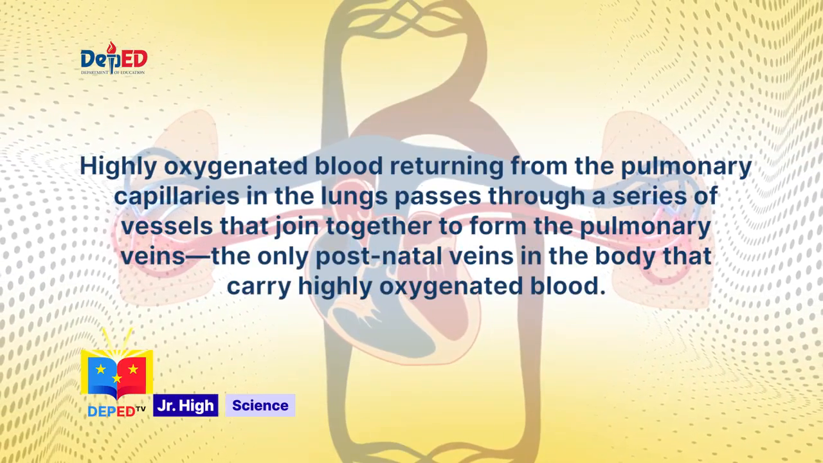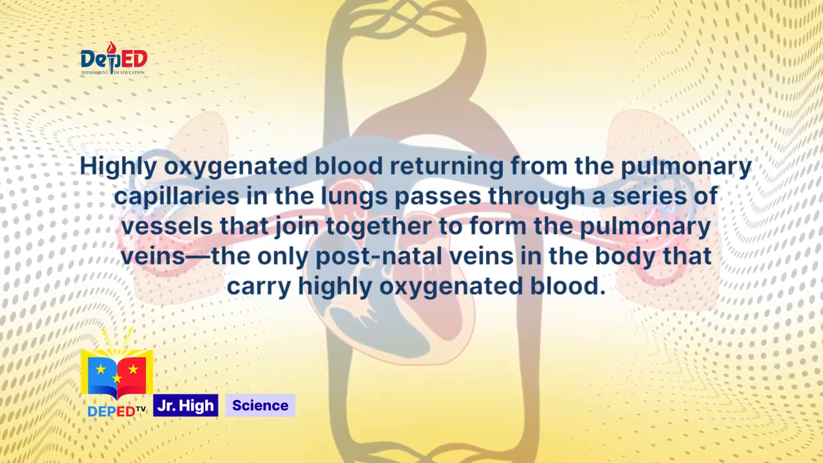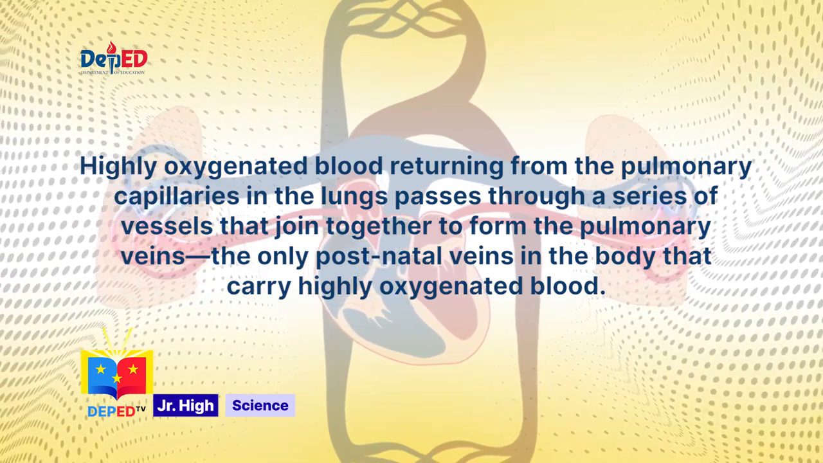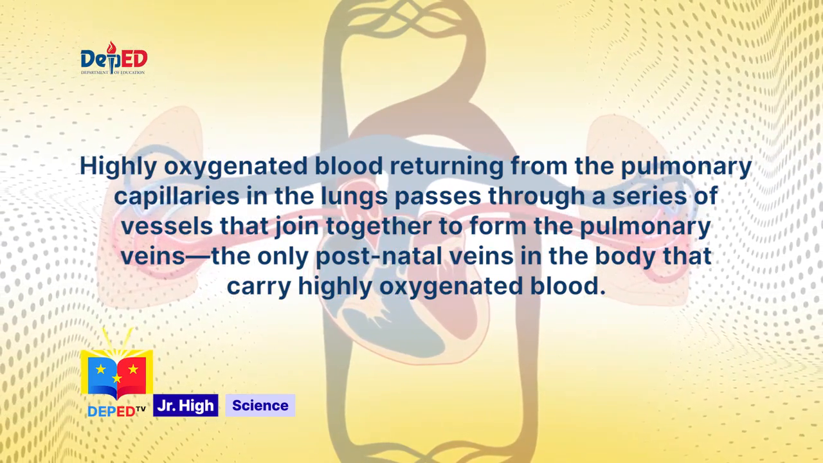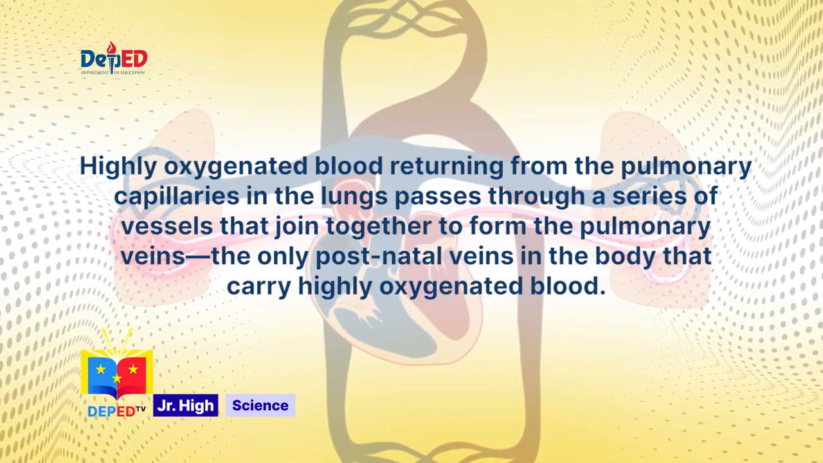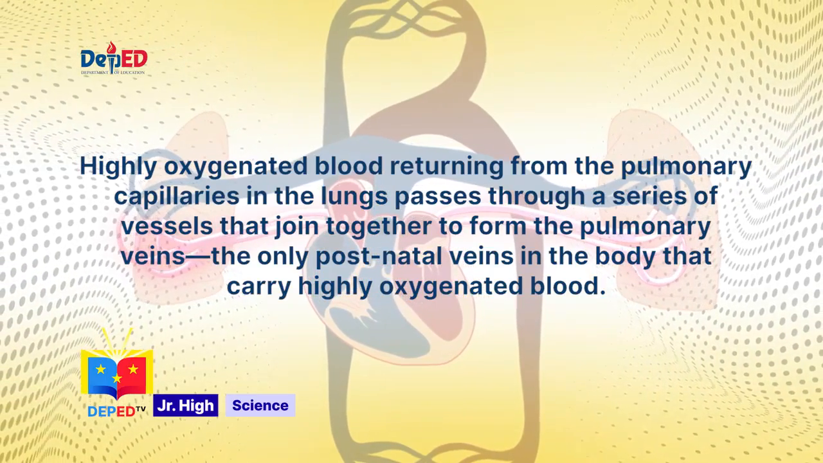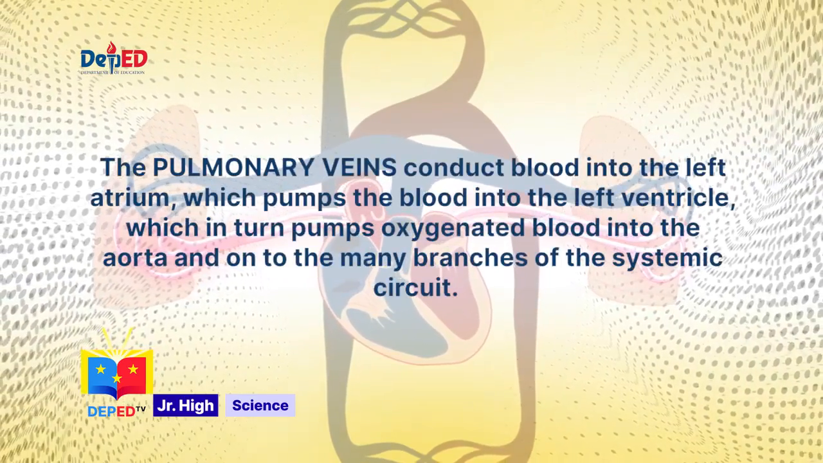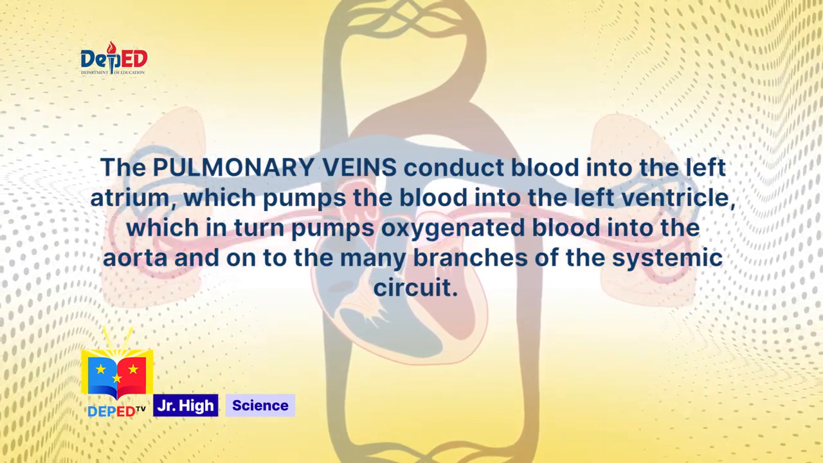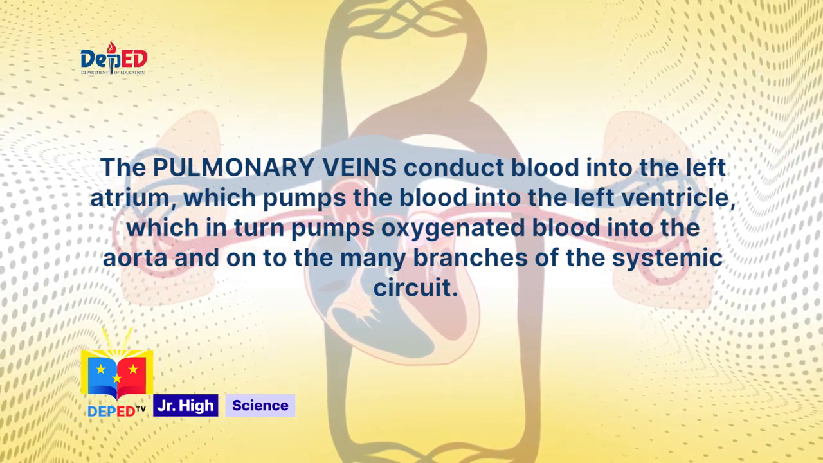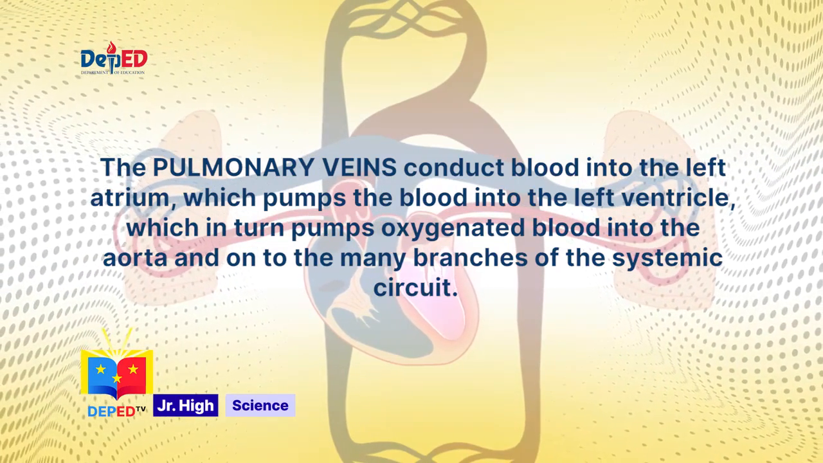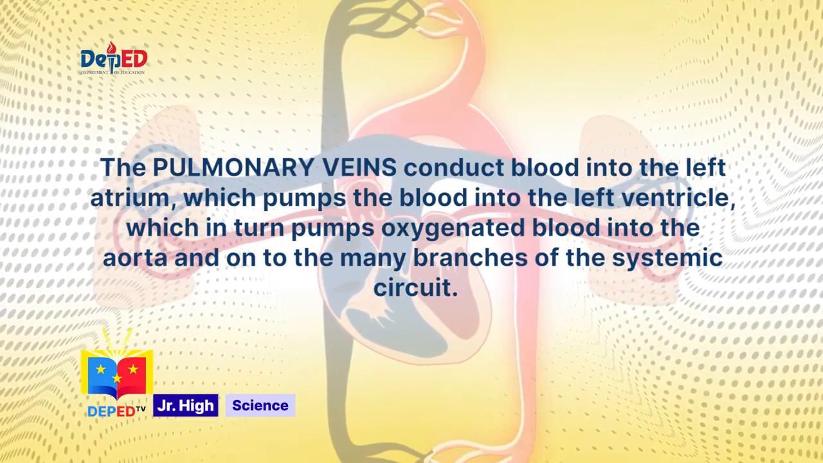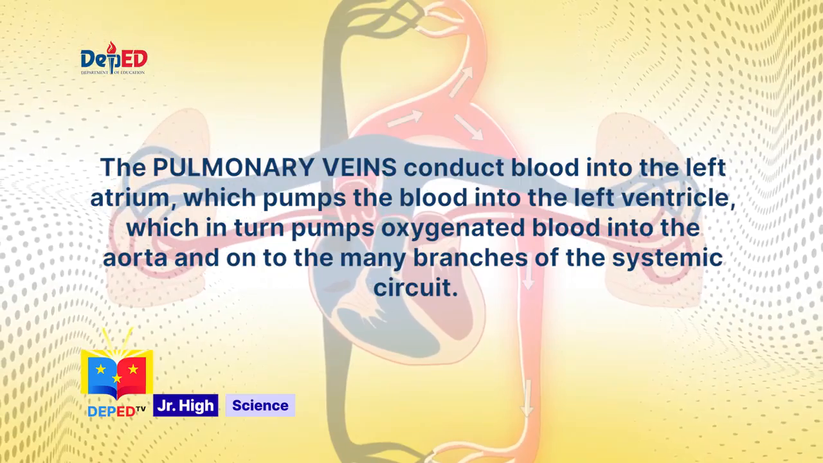Highly oxygenated blood returning from the pulmonary capillaries in the lungs passes through a series of vessels that join together to form the pulmonary veins, the only postnatal veins in the body that carry highly oxygenated blood. The pulmonary veins conduct blood into the left atrium, which pumps the blood into the left ventricle, which in turn pumps oxygenated blood into the aorta and on to the many branches of the systemic circuit.